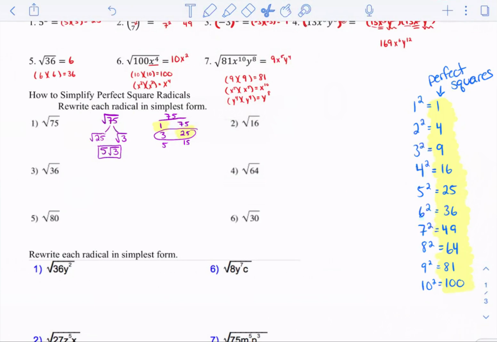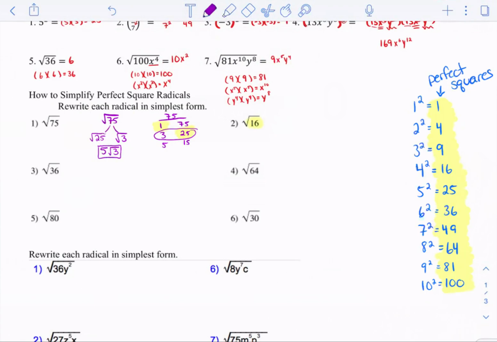So I'm just going to keep working here. Let's look at this second number. If I look at this second one, it says here the square root of 16. Is 16 one of those numbers? It's right here. So this is already a perfect square. I do not need to break this down.